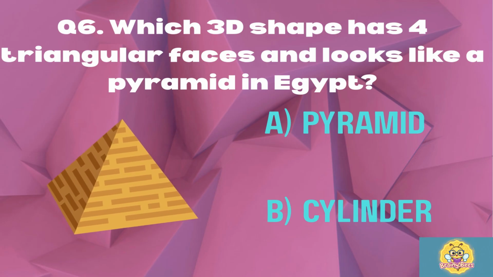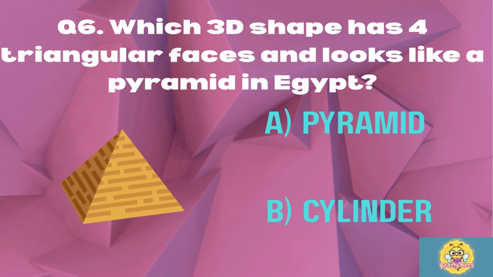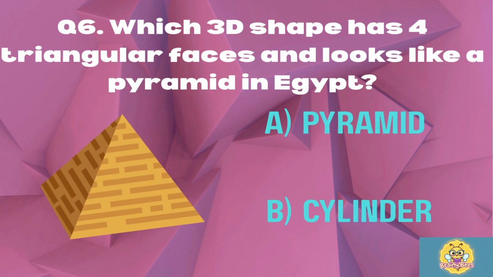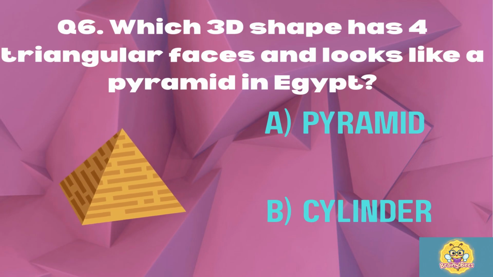Which 3D shape has 4 triangular faces and looks like a pyramid in Egypt? A. Pyramid, B. Cylinder.